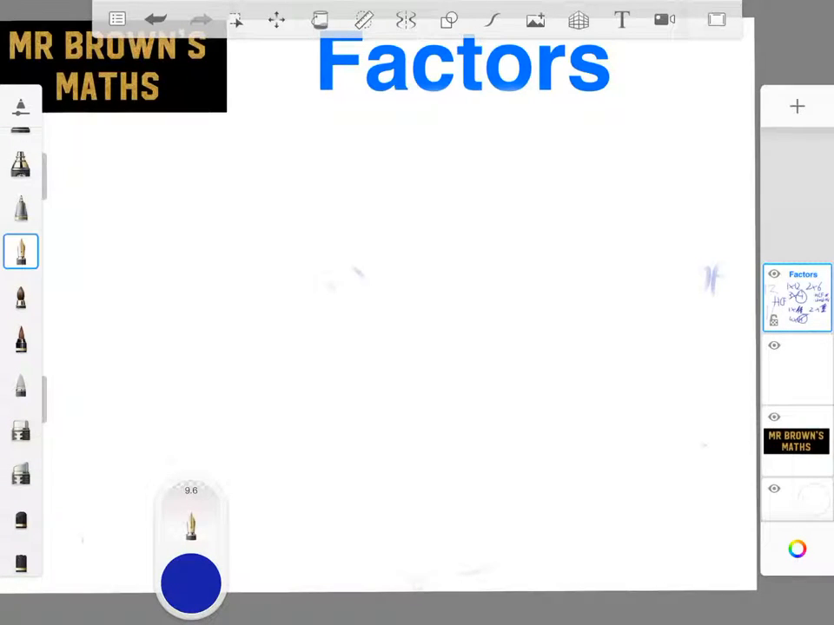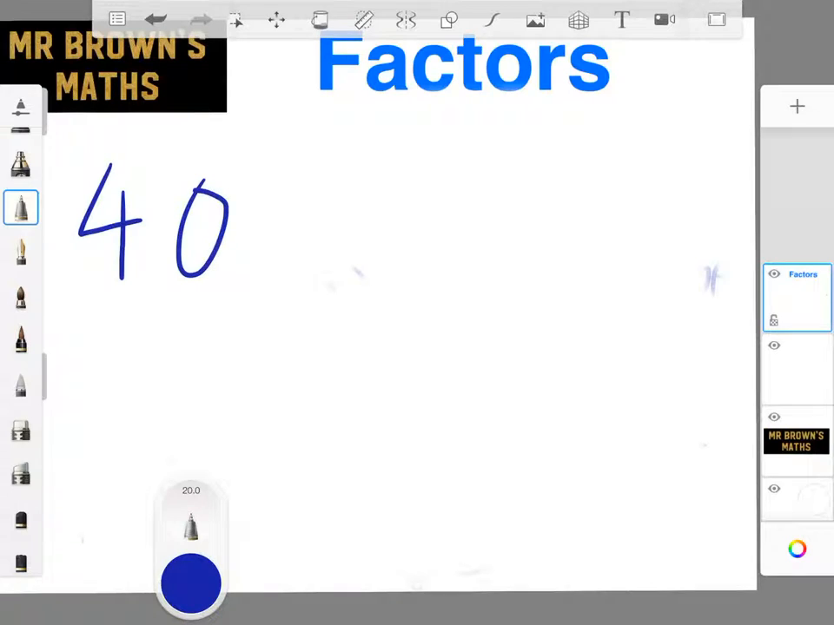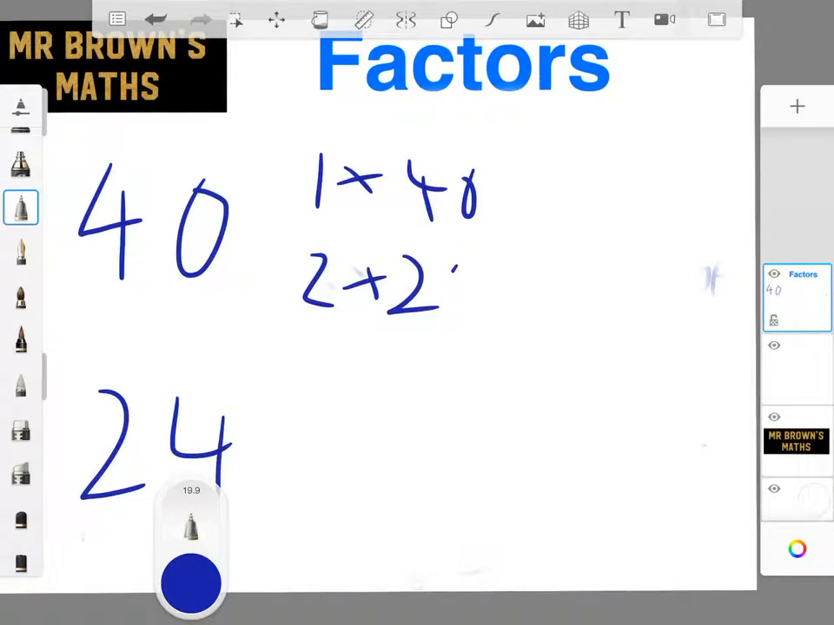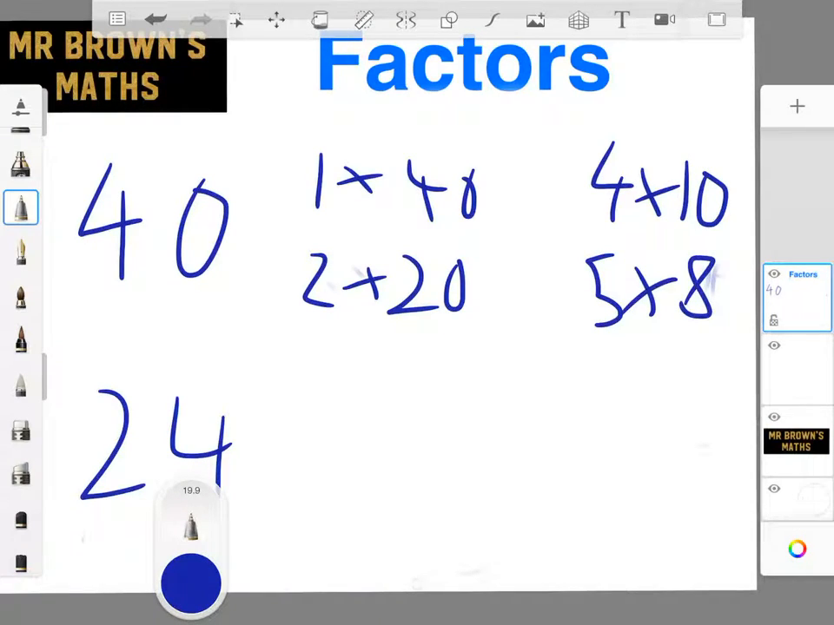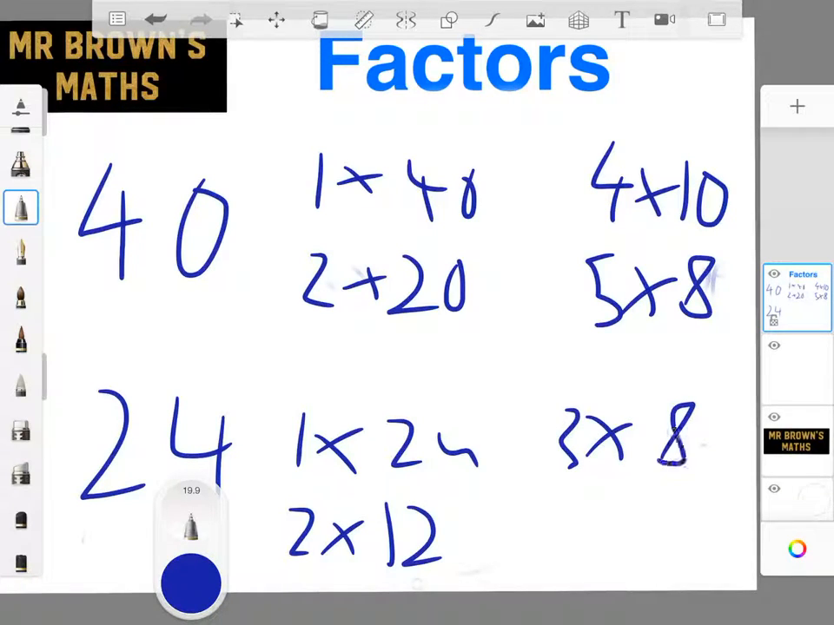Okay, one more example of highest common factor. This time we're going to find the highest common factor of 40 and 24. So we're going to list out the factors. So 1 times 40, 2 times 20, 4 times 10, 5 times 8, and that's it. Then you've got 1 times 24, 2 times 12, 3 times 8, 4 times 6.